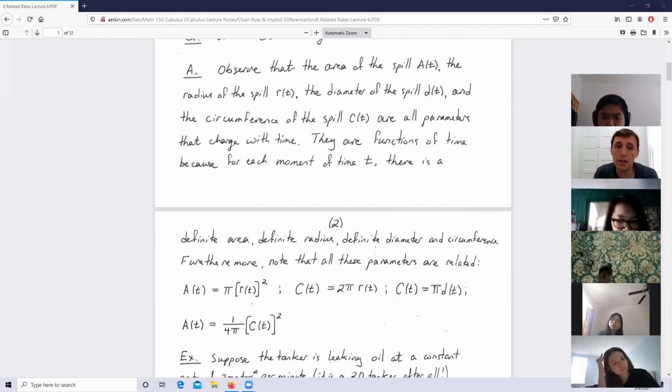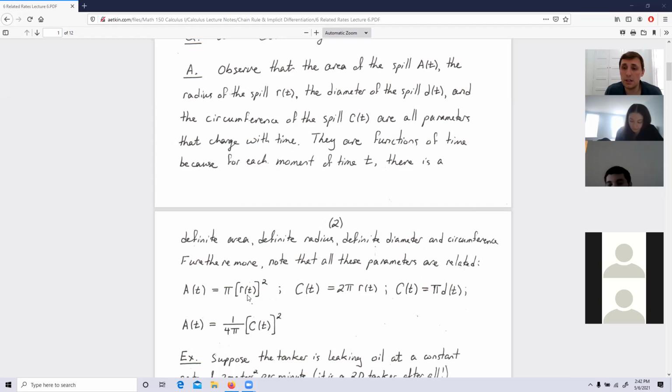Do you agree that area is pi r squared? So the area, although it's a function of time, is also a function of the radius. So area of t is really pi of r of t squared. And similarly, I related the radius and area: two functions, I wrote them in an equation that relates one to the other.